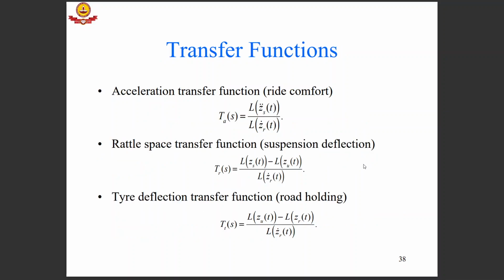So various transfer functions can be defined where we take different attributes. Here L denotes Laplace transform. If you were to write an expression for Zs double dot and take its Laplace transform and take its ratio to the Laplace transform of Zr double dot, where the input is the road and the output we are considering is sprung mass acceleration, it's called the acceleration transfer function. The smoother the outcome of this transfer function is, the better ride comfort we are going to get.